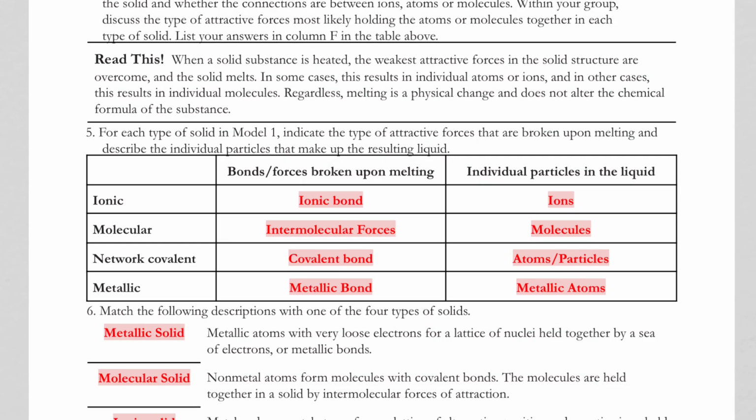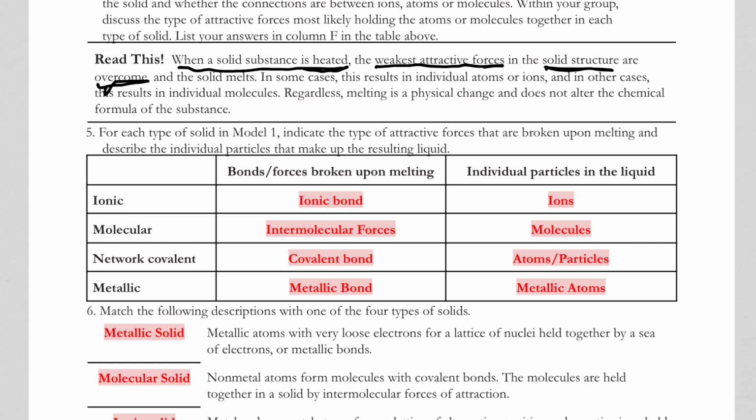So how we actually determine what type of attractive forces exist between the various solids is based on what happens when those solid substances are heated. When we heat something, we're adding a lot of energy to it. And what happens when you add energy to a certain substance is that the weakest attractive force in the solid will be broken and overcome.